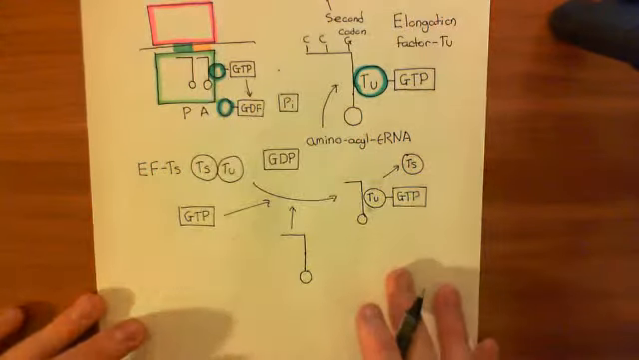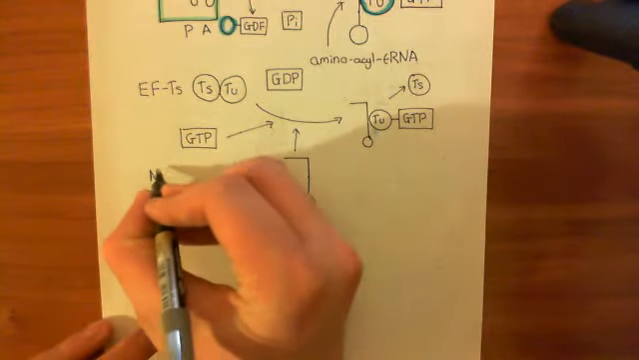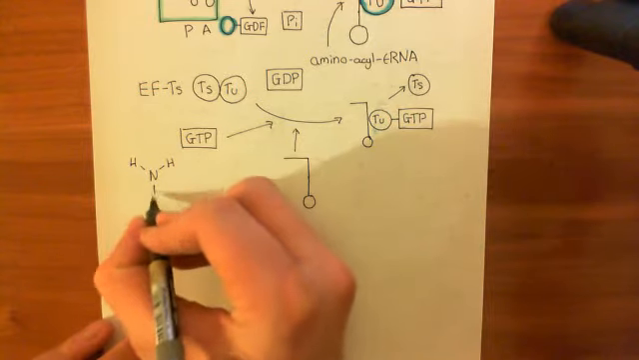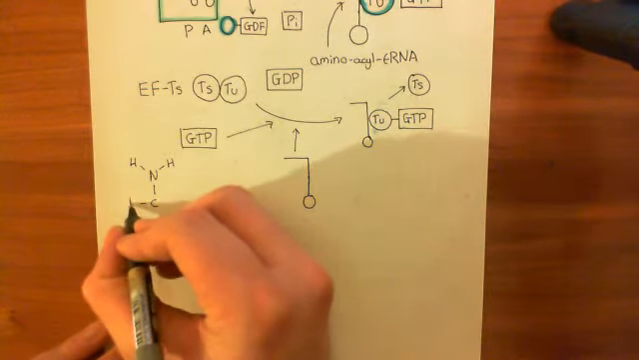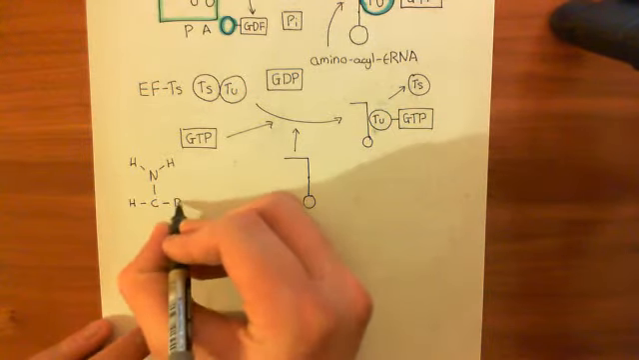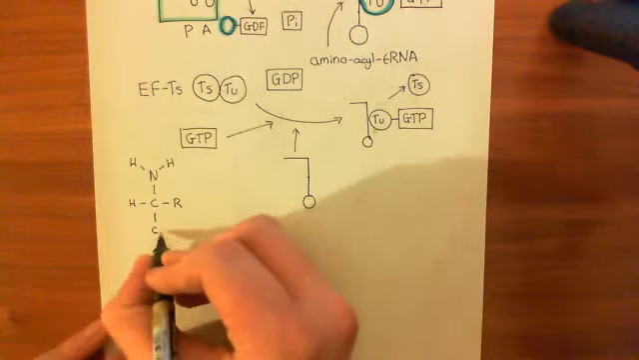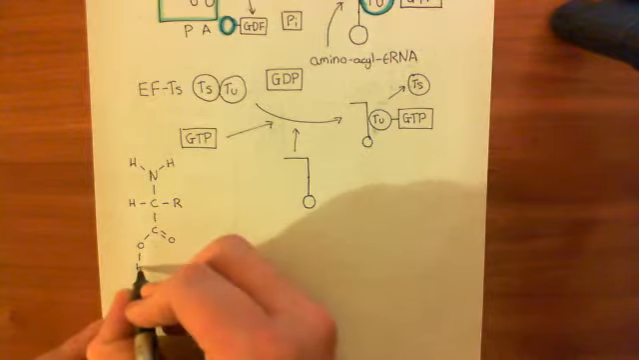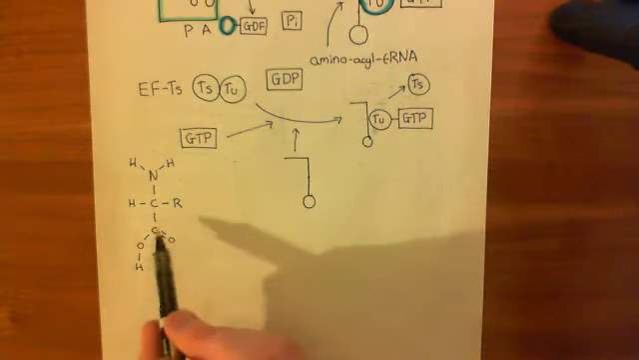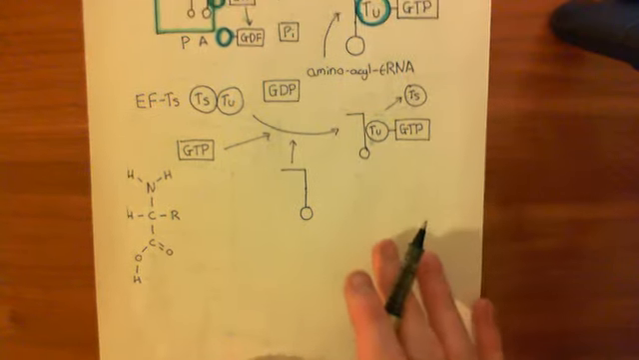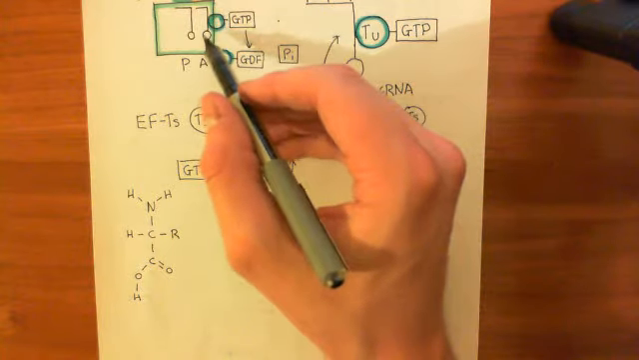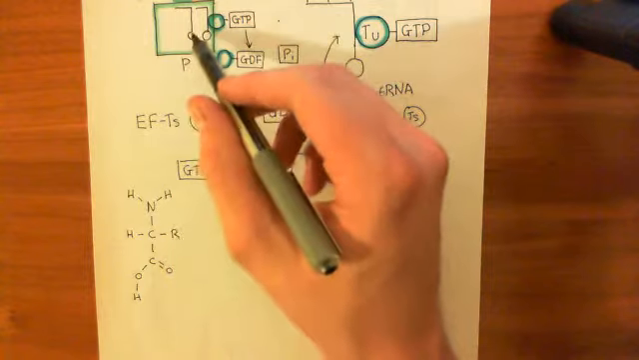So let me just remind you of the structure of an amino acid to make this crystal clear. Okay, so here's the structure of an amino acid. Here's the amino group. Here's the alpha carbon with a hydrogen coming off it. Here's the generic R group, so I won't put in a specific R group there, I'll just leave it general. And here's the carboxylic acid group. Okay, so this carboxylic acid group is bound to this tRNA in some way. Okay, so the amino group is free.